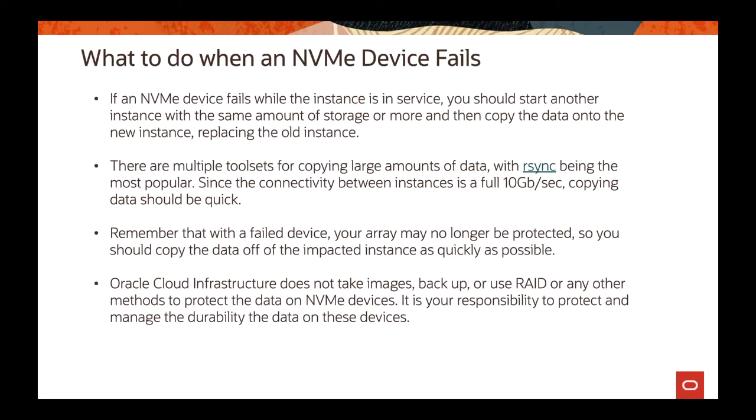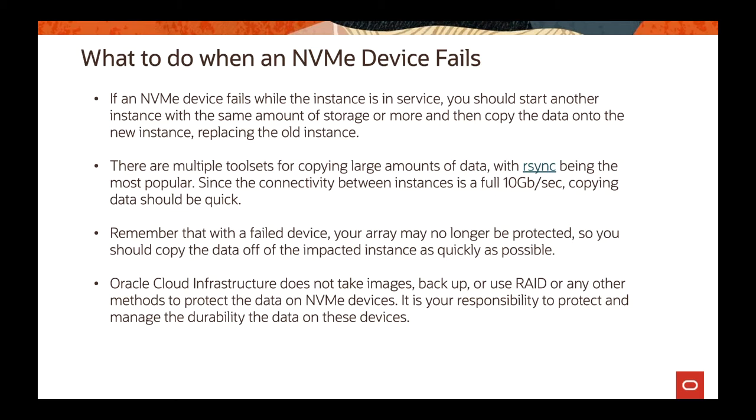One big question around NVMe is: what happens if that NVMe device fails? As I mentioned, the NVMe is locally attached to the shape, so you can't detach it. When you terminate the instance, you actually delete the NVMe device. That's not the same as rebooting the instance. If you reboot the instance, all the data will be preserved on NVMe. But if you delete the instance, all the data inside of that NVMe will go away. So you have to keep that in mind.